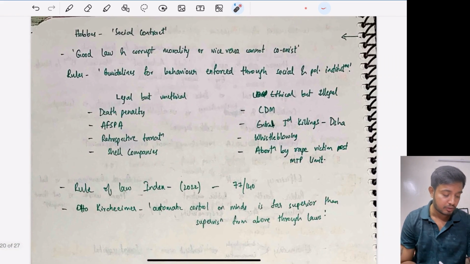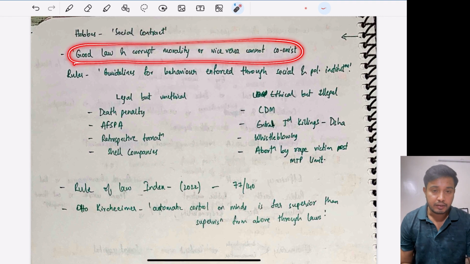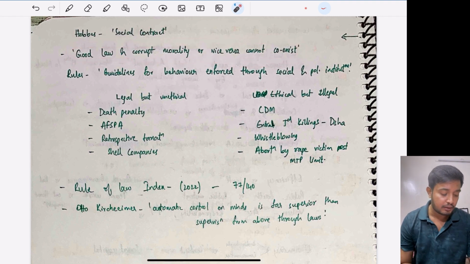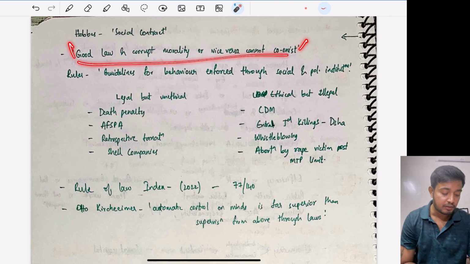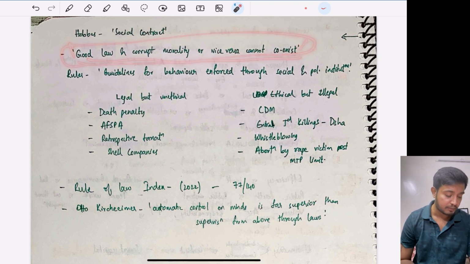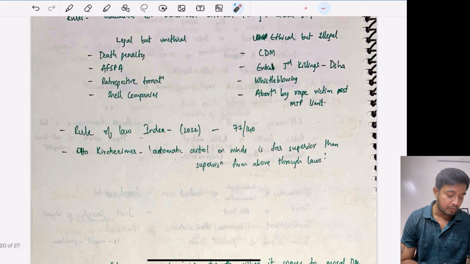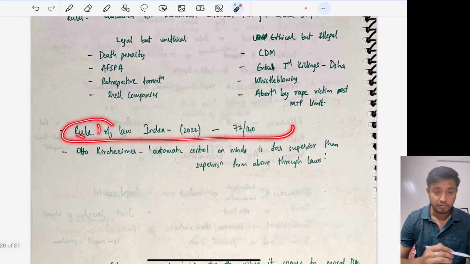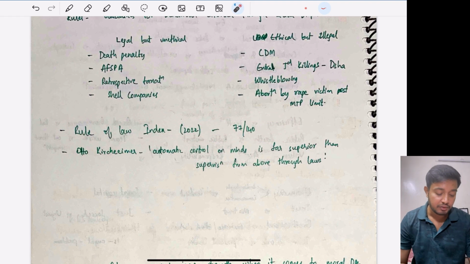So this is the Hobbes social contract. Whenever you find some good quotes, you can collect and keep them handy so that you can quote them especially in the conclusion part. A good law and corrupt morality, and vice versa, cannot coexist. Such kind of things. And one more substantiation which you can use is the rule of law index whenever law comes. You can use the definition of Thomas Aquinas in the introduction part.